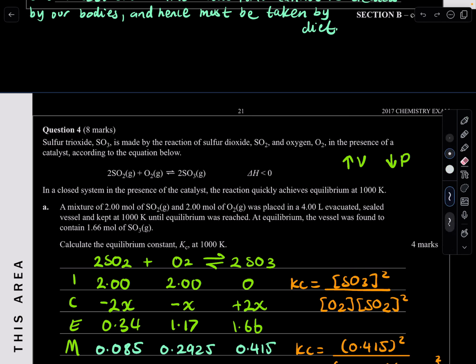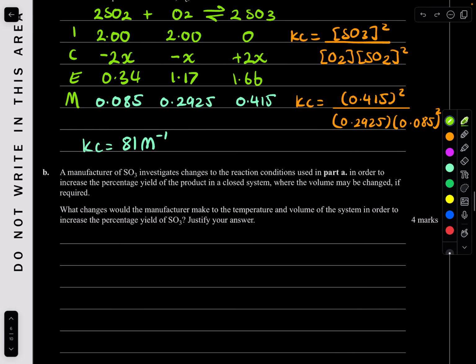So what does that tell us? Our volume has to be decreased. And that makes sense. If you decrease the volume, you increase the pressure. With an increase in pressure, your system's going to be like, whoa, that's a big increase. I need to decrease that pressure. And the way to decrease it is to go to the side with fewer moles, which is the SO3. Great, so let's just put that there. A decrease in volume is great.